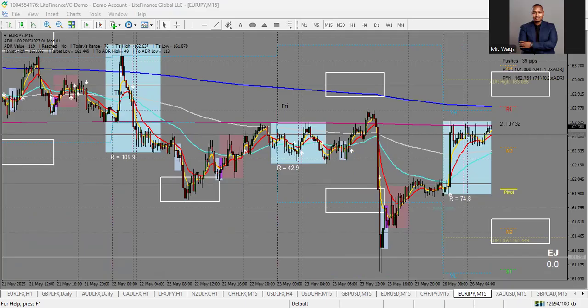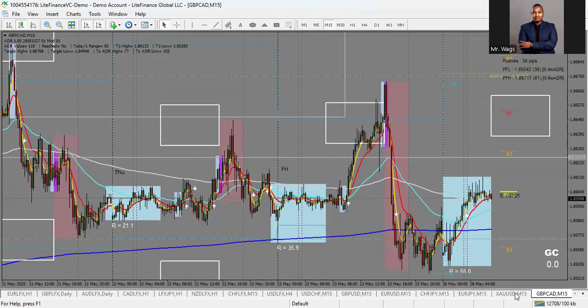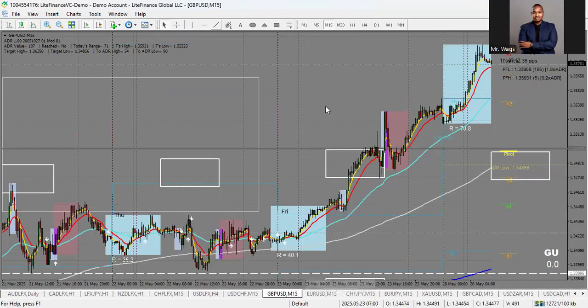So in today's analysis, I'll be looking at a few pairs, including EUR/USD, EUR/JPY, Gold, GBP/CAD, USD/ZAR, and also GBP/USD. So let us start with these major pairs.